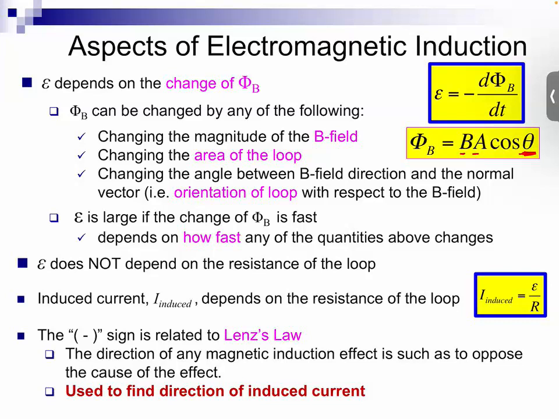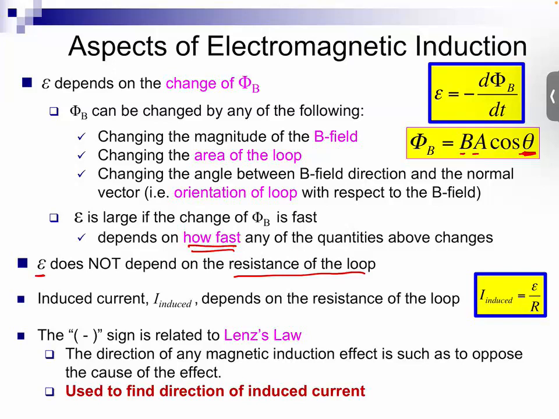And finally, because this is a rate of change, you can change how much voltage is created by changing how fast you change any of these quantities above. So, how fast you decrease the area, or how fast you rotate the loop, decreasing the angle, for example. Just a quick note: the voltage does not depend on the resistance of the loop.